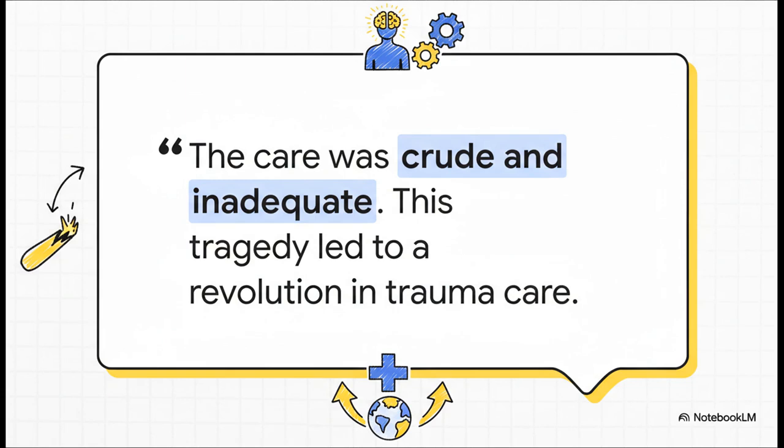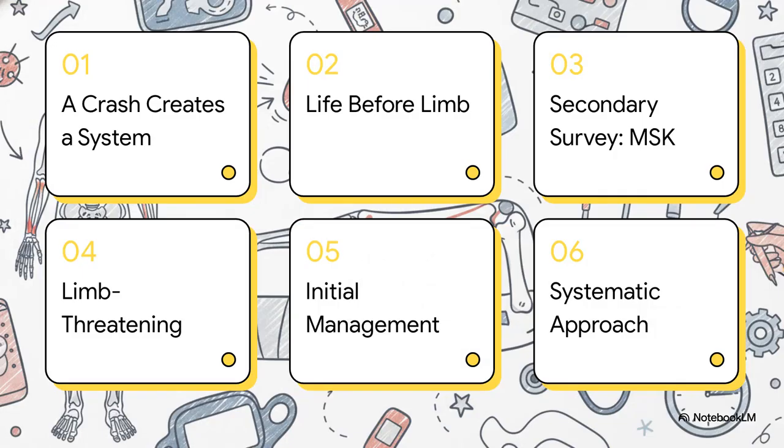When Dr. Steiner and his kids finally got to a hospital, the nightmare just got worse. The care they received was, in his own words, crude and inadequate. And right there, in that moment of unimaginable personal tragedy, a global revolution was sparked. He realized the chaos, the lack of a system, wasn't an exception, it was the rule. And he knew there had to be a better way. That way became ATLS.